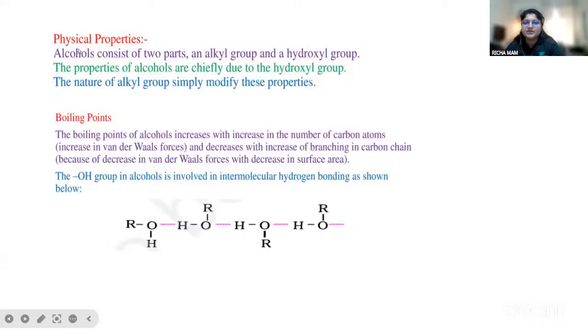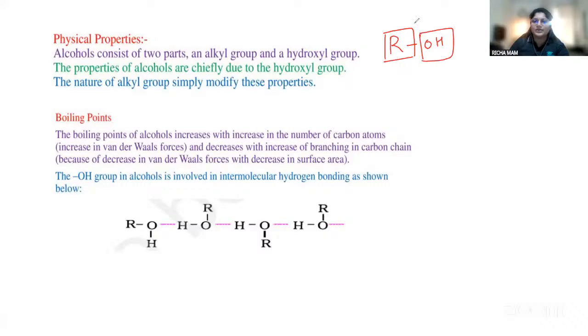Next, we are going to see the physical properties. Let us start with the physical properties. When you see alcohol, the structure of alcohol consists of two parts: one is the alkyl part, another is the hydroxyl part.